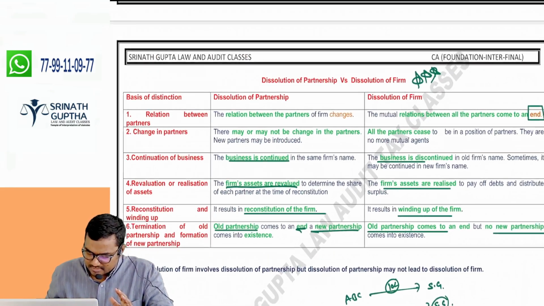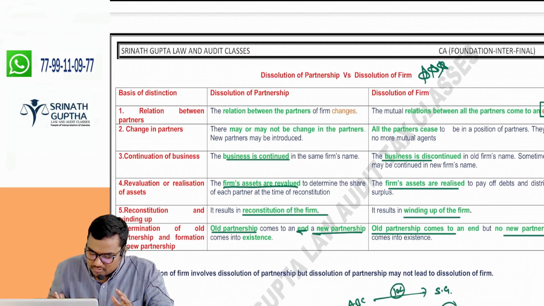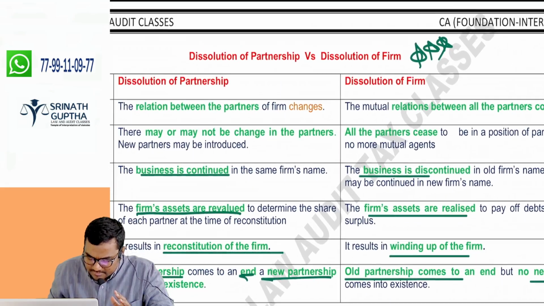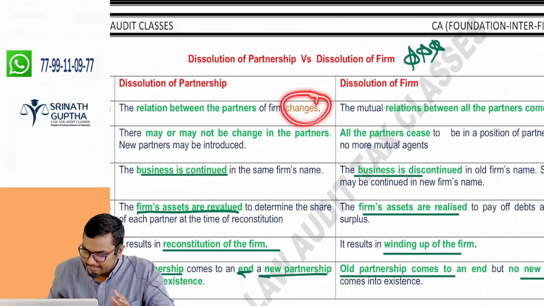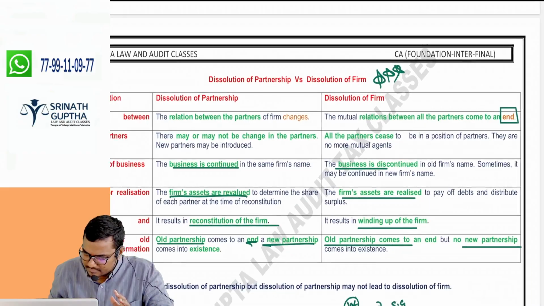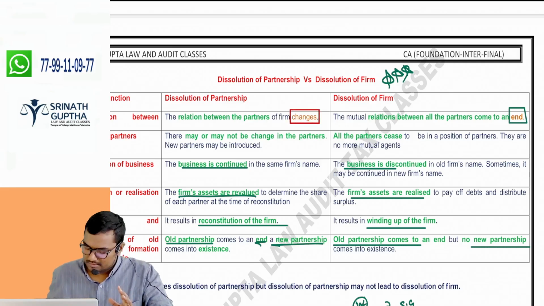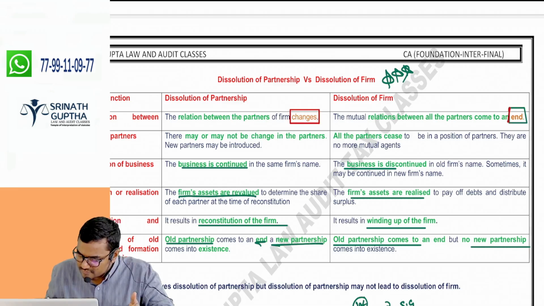Dissolution of partnership versus dissolution of the firm. Dissolution of the partnership means the old relationship between the partners will change, but the firm will still be there. Dissolution of the firm means the relations will end. No new partnership comes into existence.